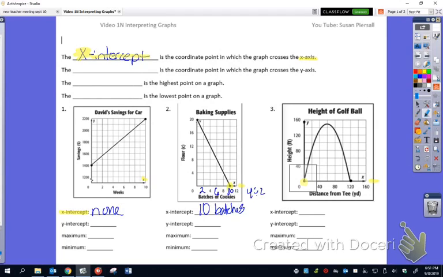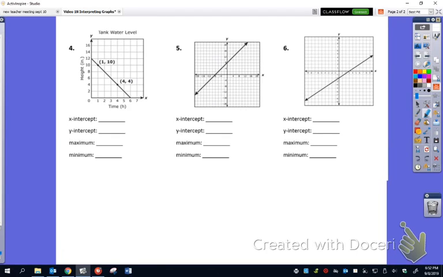On number 3, here's your x-axis. It touches at 0 and it touches at 120. So I put 0 and 120. And those are both yards. Now that is not an ordered pair. That's two different places it touches the x. On number 4, again, look at the x-axis. It touches at 6. And this is height. Hours, not height, sorry. 6 hours, because it's time.